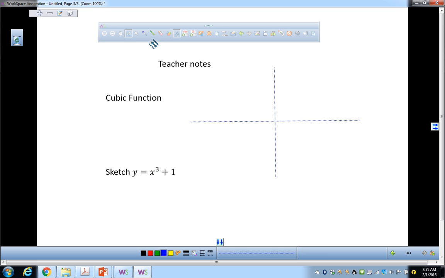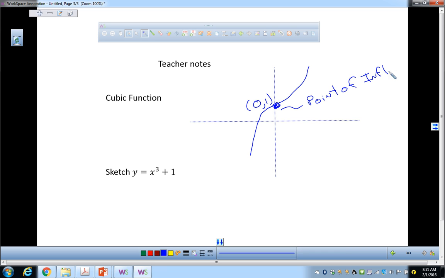That just moves it up to 0, 1. So instead of intercepting there, it would be here and go like this. I don't know if we really need to know it right there, but where it changes from being concave down to concave up, you call that a point of inflection.